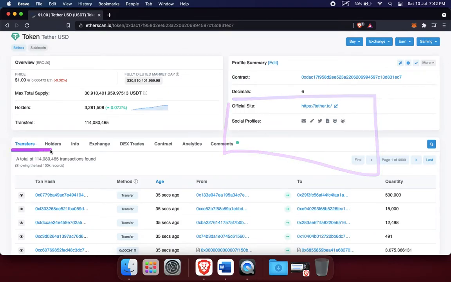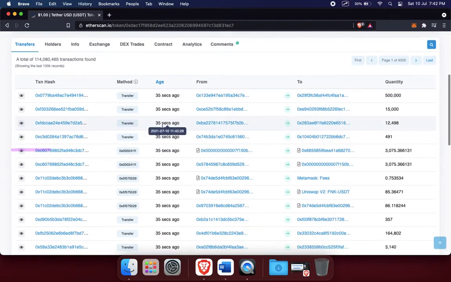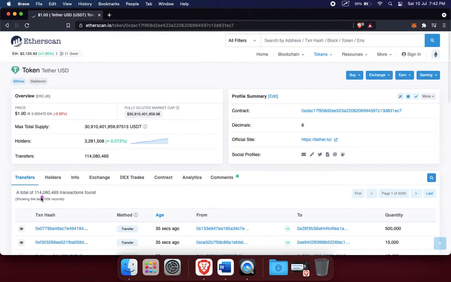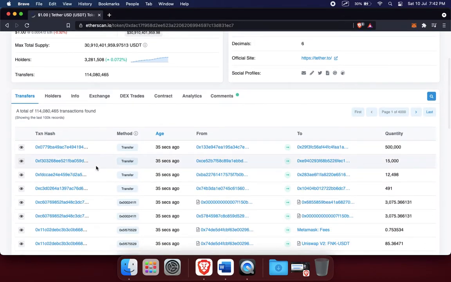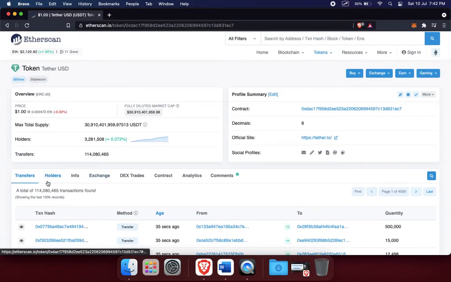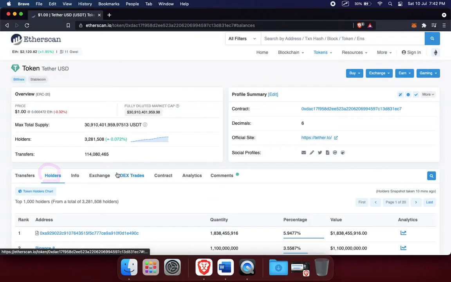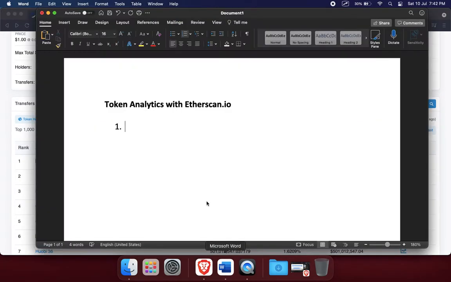And here you see the transfers, all the transactions which are happening, the past 35 seconds, and so on and so forth, right? So there are lots of transaction records. We're not going to go through them. What instead I'm going to show all of you is how to look at some in-depth things. So let's look at this, right? Holders. So Etherscan actually shows us how many holders there are, right? So that's the first thing we're going to look at, token holders.